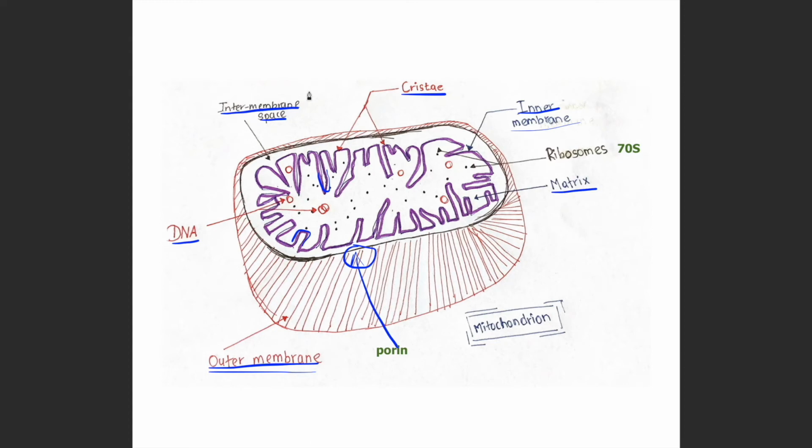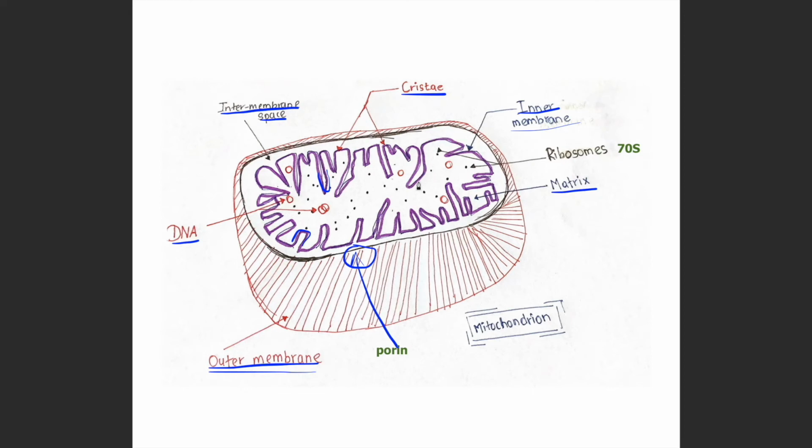So now we will talk about the function of mitochondria and the role of ATP. The main function of mitochondria is aerobic respiration. And where does this aerobic respiration take place? It takes place right in the matrix and in the inner membrane cristae.